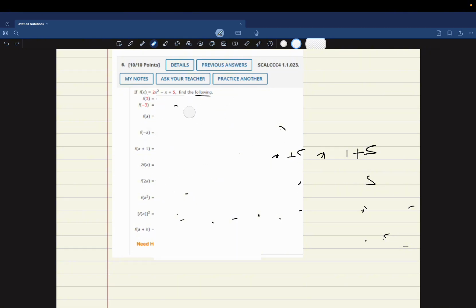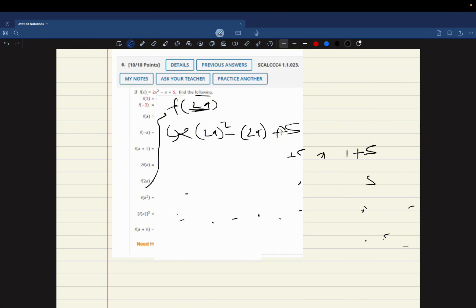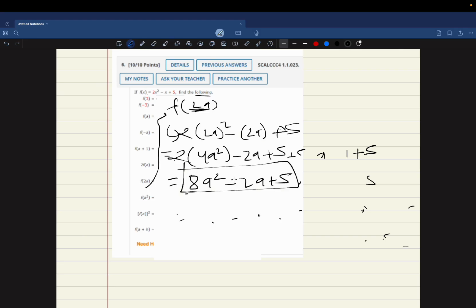Okay, so now we will do f of 2a. So for f of 2a, we need to replace x with 2a in this case, so it will be 2 times (2a) squared minus 2a plus 5. Now 2a whole squared will be 4a squared, and then minus 2a and then plus 5. So next step will be 2 times 4, which will be 8a squared minus 2a plus 5. So this is our answer, 8a squared minus 2a plus 5.